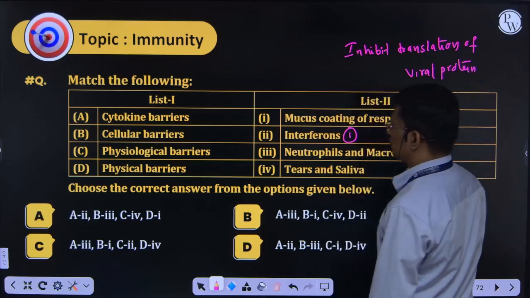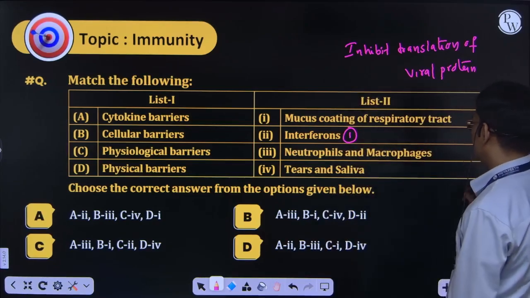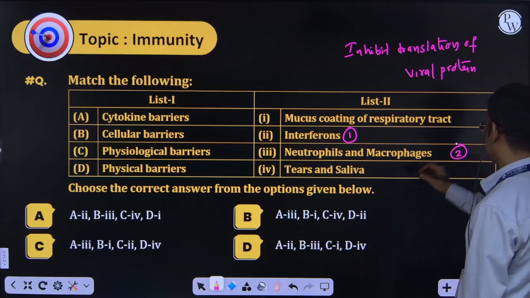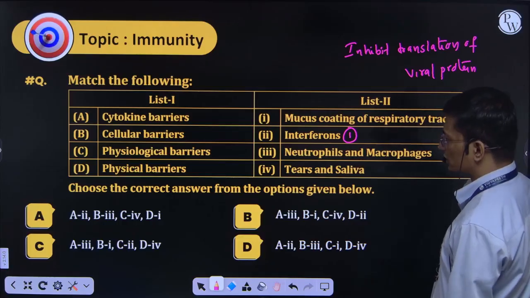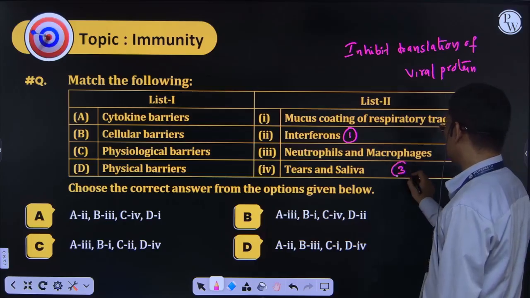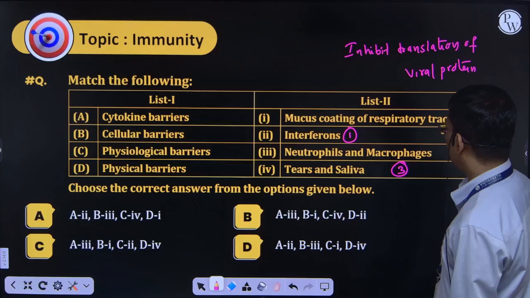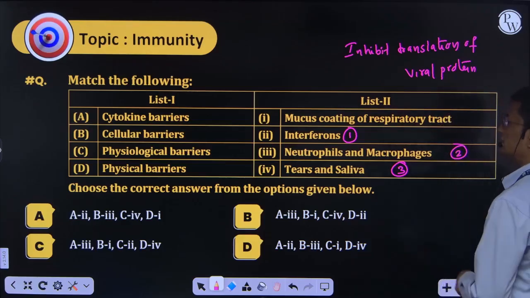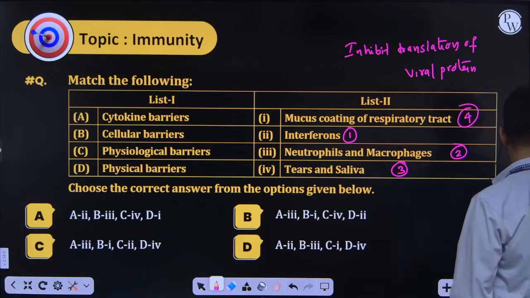Cellular barriers: neutrophils and macrophages, which perform phagocytosis. Physiological barrier: tears and saliva act as physiological barriers. Physical barrier: skin is a physical barrier, and the mucus coating of the respiratory tract.